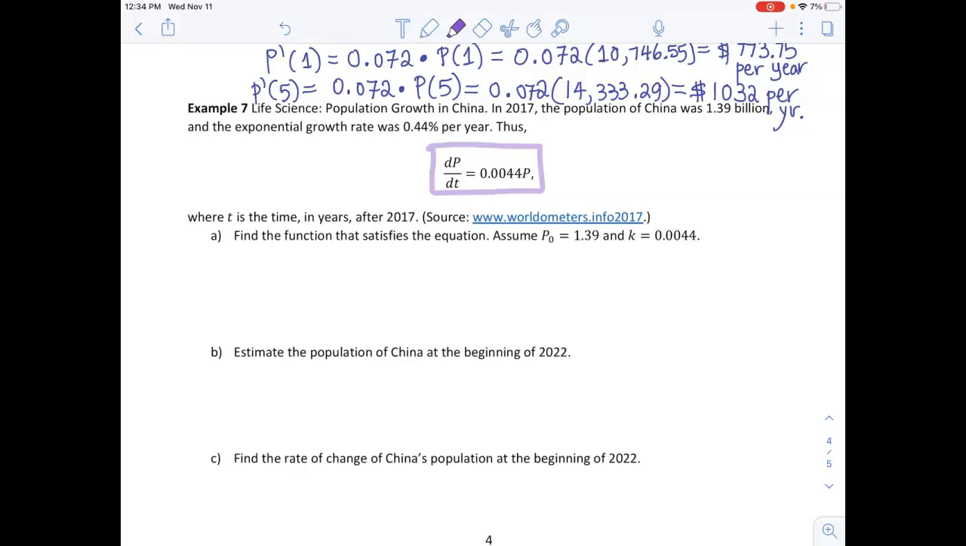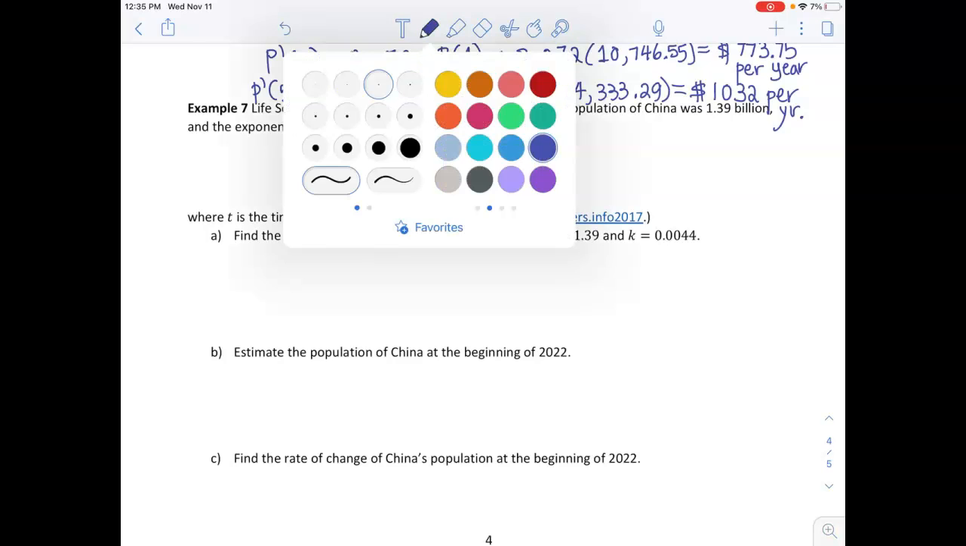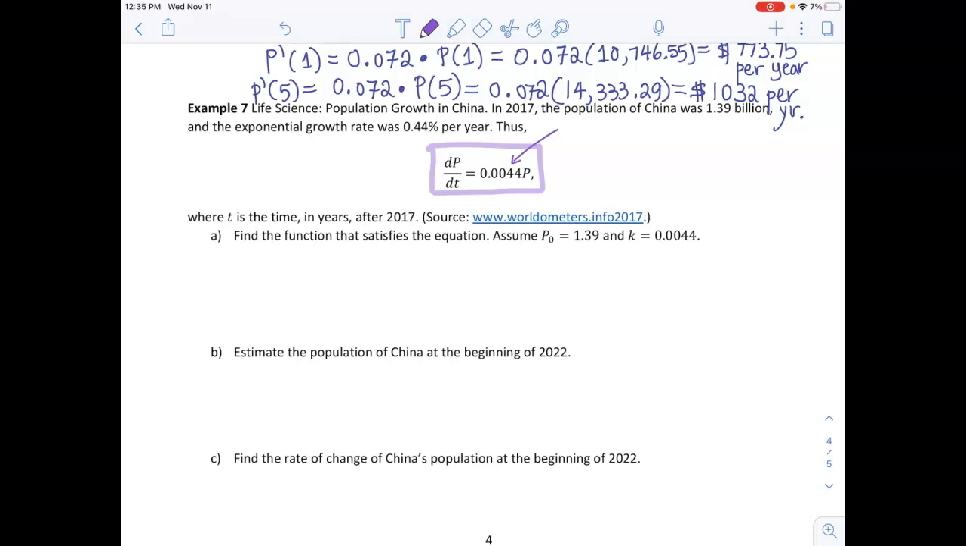Here's the average rate of change function for the Chinese population. So I see that they converted the rate into a decimal. The rate is 0.44%, and they converted it into 0.0044. What they are saying is that the average change at any given year is that constant rate times the function value at that year, so how many people they have in that particular year times this rate.